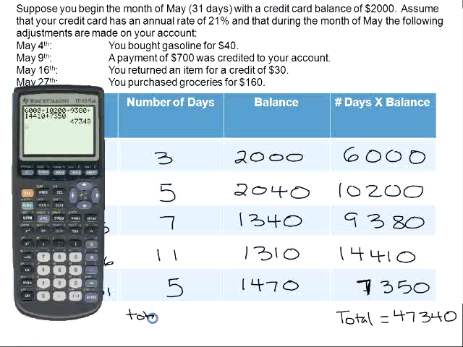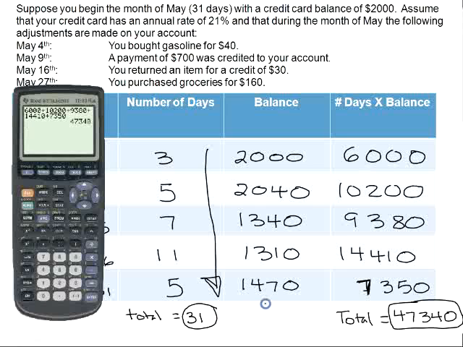We also need the total number of days. Well, the total number of days in May should be 31. If you add this column, it should add up to 31. 8 and 7 is 15, plus 11 is 26, plus 5 more is indeed 31 days. The average daily balance for the month of May is going to be the total of this last column divided by the total number of days in May. So let's go to the next screen so we can do that.